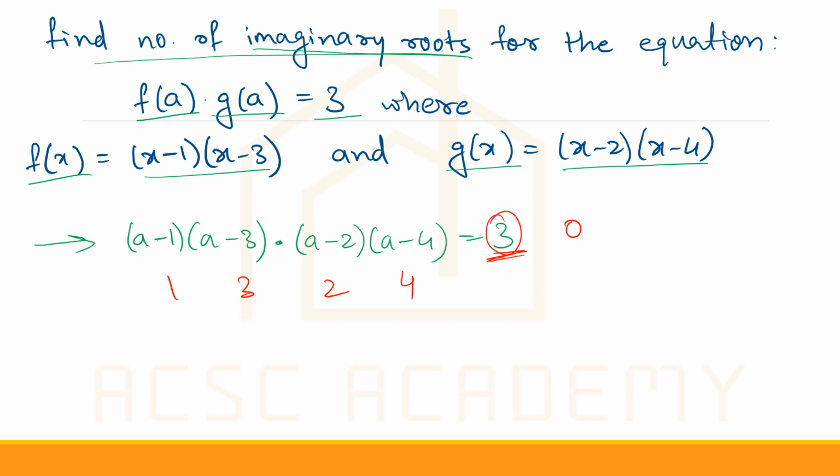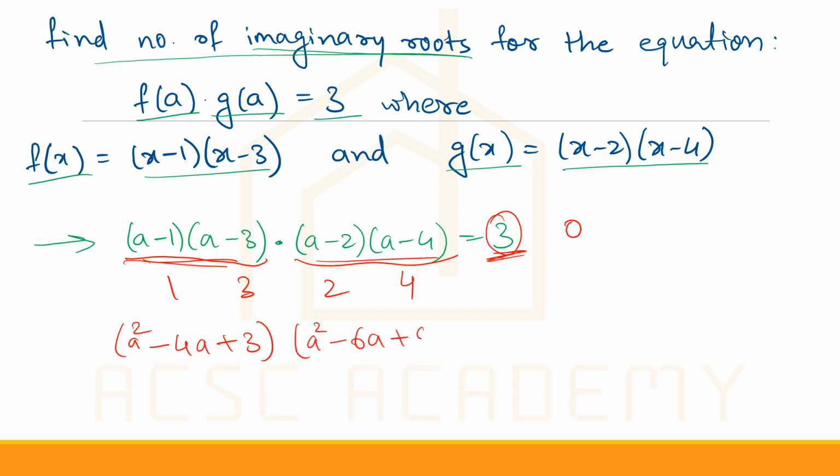So now one approach that can come to our mind is, what if we try to combine them 2 at a time? Like if we combine these 2 together and then these 2 together, let us try to multiply. a squared minus 4a plus 3, that is what this will become. And the second half will give us a squared minus 6a plus 8 equal to 3. Now, does it look something good? We don't know how to move ahead. These are two quadratic polynomials, and their product is giving 3.